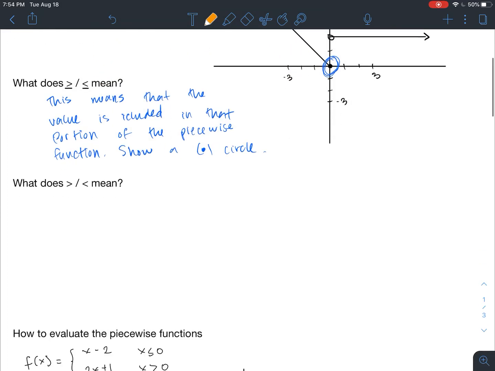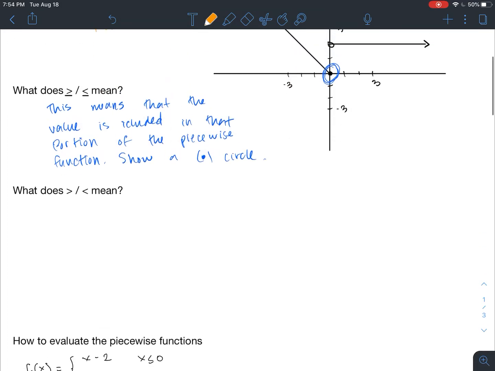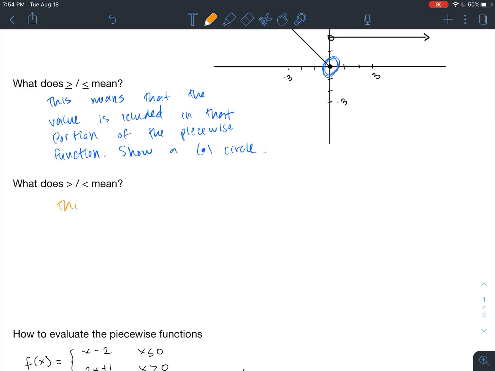And what does it mean when it's just less than or greater than? Well, this means that the value is not included in that portion of the piecewise function.